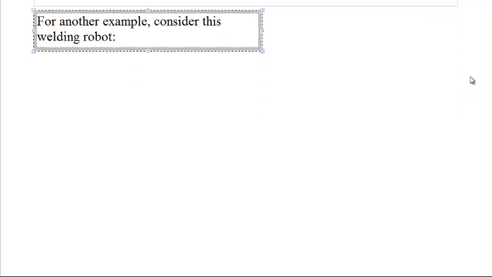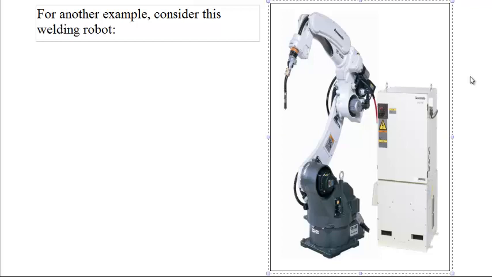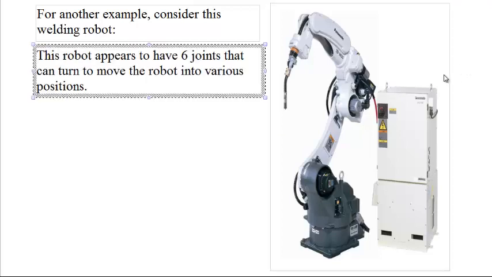For another example, here's my favorite example. Consider this welding robot. Oh, look, it's a brand new welding robot. The robot appears to have six different joints. I figure it can swivel down here, 1. It can turn here, 2. Turn here, 3. This thing probably turns around, 4. 5. And this thing probably swivels, 6. Maybe there's more, maybe there's stuff I'm not aware of. It also can weld, but I'm going to say it has six different joints.